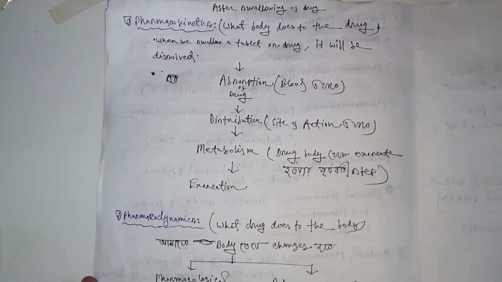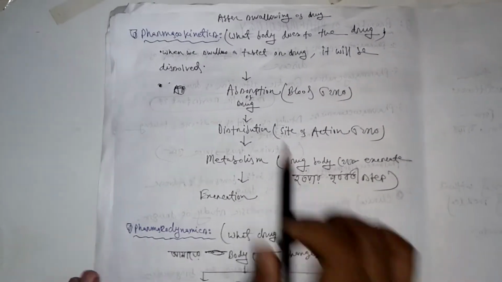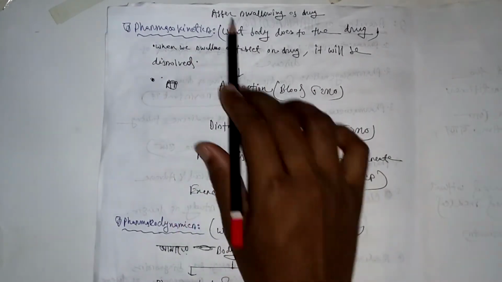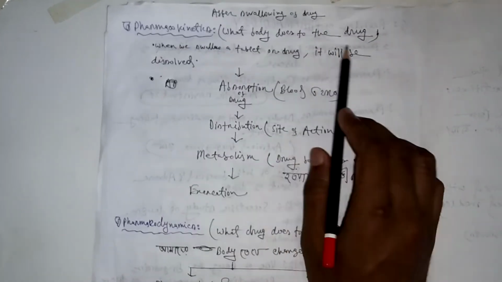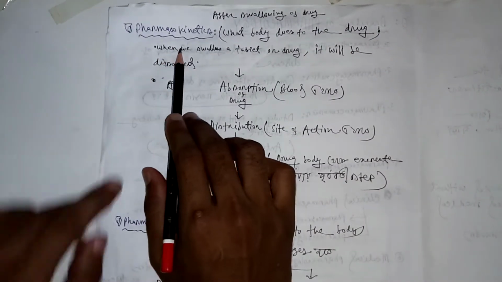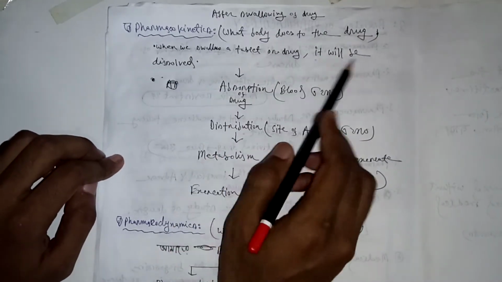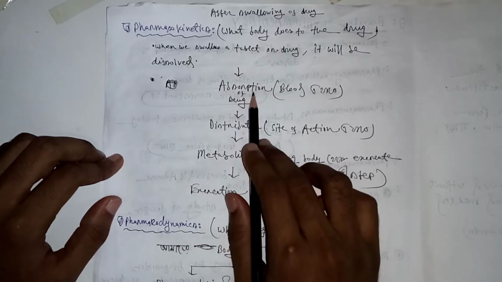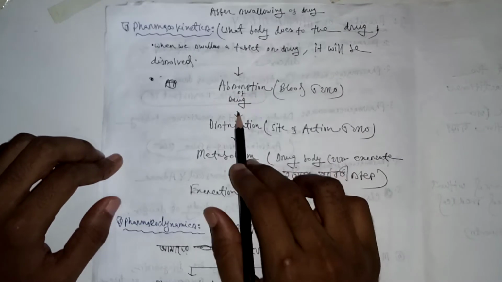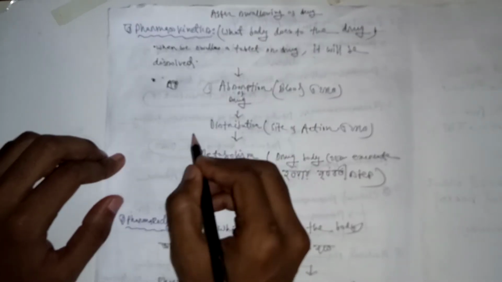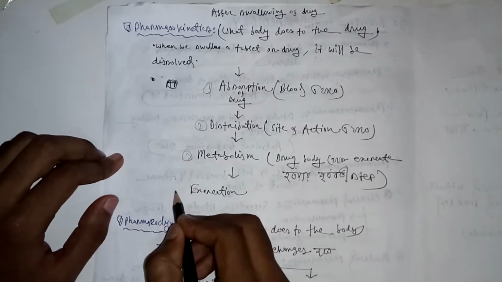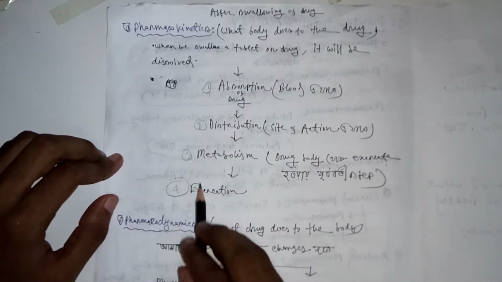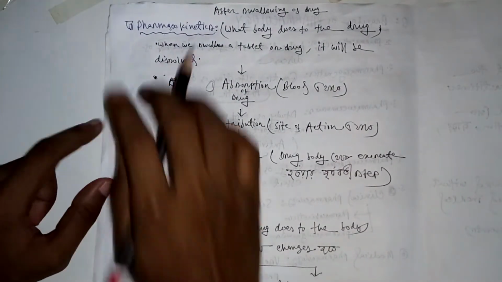Pharmacodynamics means what the drug does to the body. Okay, so in case of pharmacokinetics, after swallowing a drug, what the body does to the drug: at first, when we swallow a tablet or drug, it will be dissolved in the stomach or wherever it is, then it will be absorbed. There are 4 major steps: 1, 2, 3 and 4. Absorption, distribution, metabolism and excretion in pharmacokinetics.